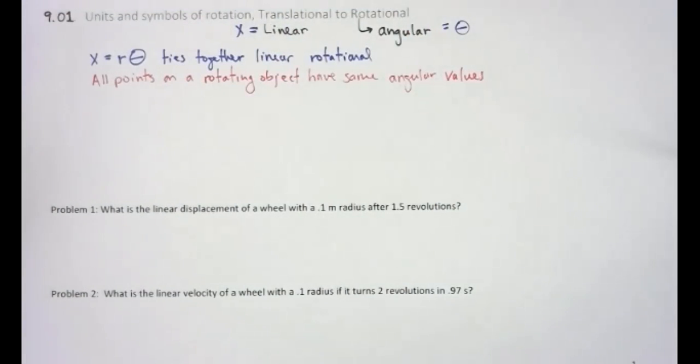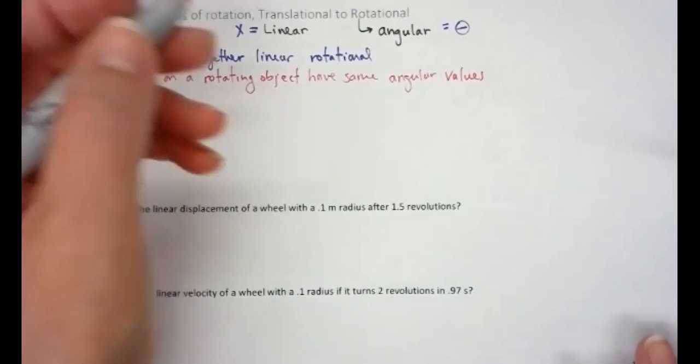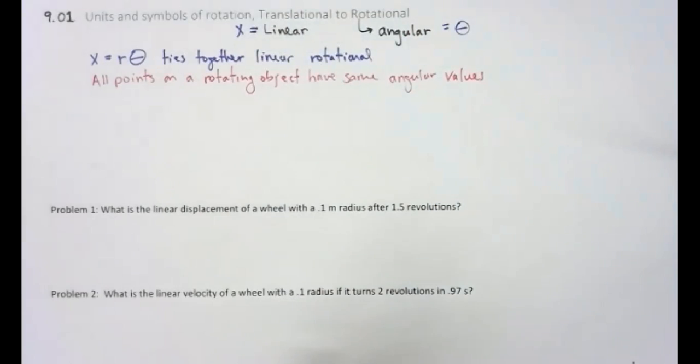Because translational or linear and angular, and I'm going to switch to saying linear and angular, are not the same, we use different symbols. So if I'm going to continue with this, let me do a little linear and angular. I should have done a table probably.